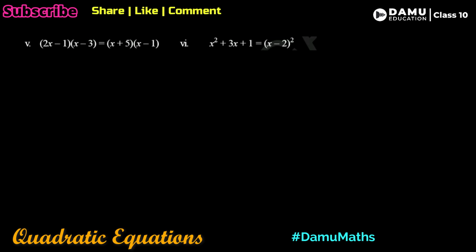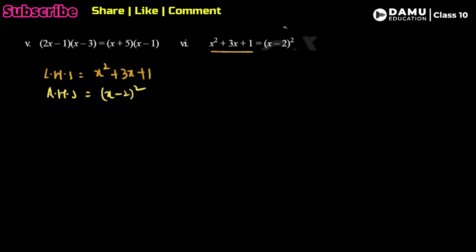Let's check the sixth one. The sixth one is x square plus 3x plus 1 equal to (x minus 2) whole square. So the LHS is x square plus 3x plus 1, and there is nothing to simplify here. Then the RHS is (x minus 2) whole square. What is the formula for (a minus b) whole square? It is a square minus 2ab plus b square.